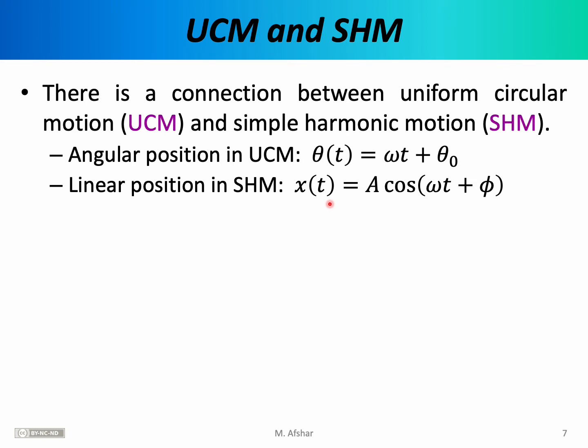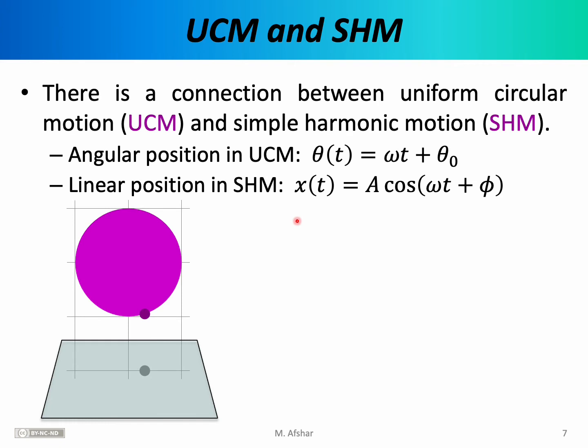To see the connection between these two types of motion, imagine that you have a wheel, and imagine that this wheel is rotating with constant angular speed. Now imagine a point on the rim of this wheel. So imagine an object like maybe a knob or a handle that is somehow attached to the rim of the wheel, and it is going around with the wheel.